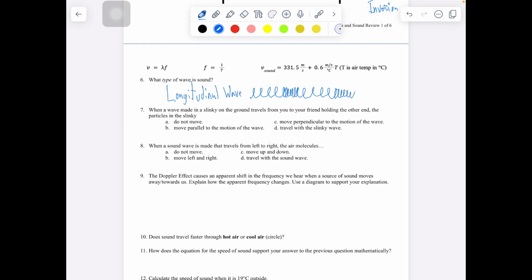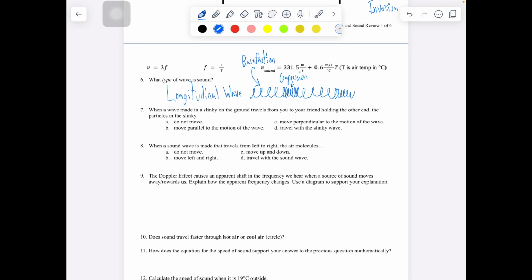When you have a transverse wave, you have crests and troughs. Longitudinal waves have compressions like so, where there's a high density, and rarefactions, like so, where there's a much lower density.